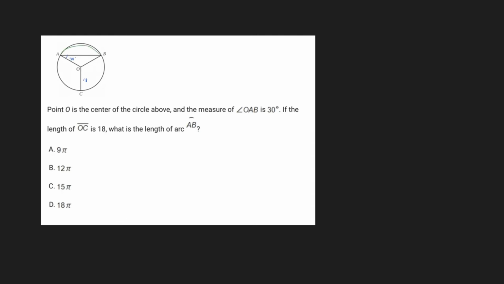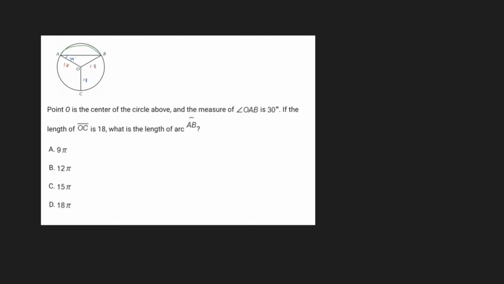Well, the first thing to note here is that OC represents the radius, right? Because OC is the radius, because it goes from one point on the circle to the center, we know that the radius has a value of 18. Now the same thing happens from B to O, as well as A to O. And therefore we know that the side length of AO is going to be 18, and the side length of BO is also 18.